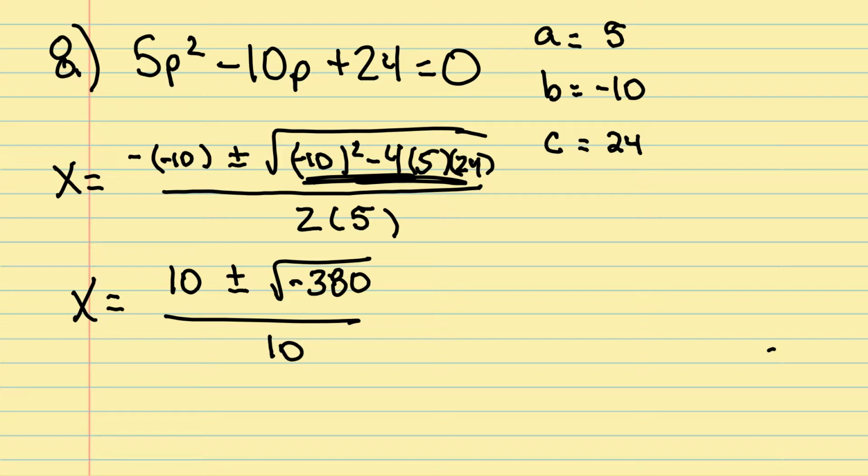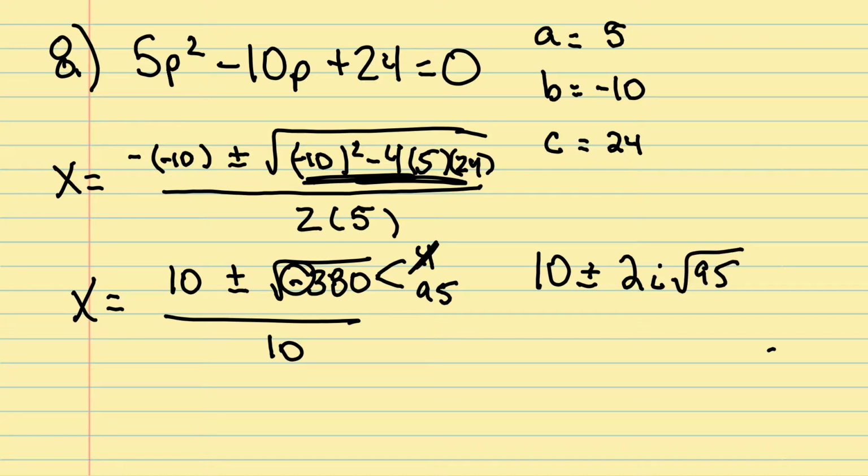So I'm going to break down negative 380. I got to remember that negative is going to turn into an I, and 380 breaks down into 4 times 95. There are other factors of 380, but 4 is a perfect square factor. That's why I care about 4. So my final answer becomes 10 plus or minus 2i radical 95, because this 4 turned into the 2, the negative turned into the I, and then 95 stays in jail forever, all over 10.